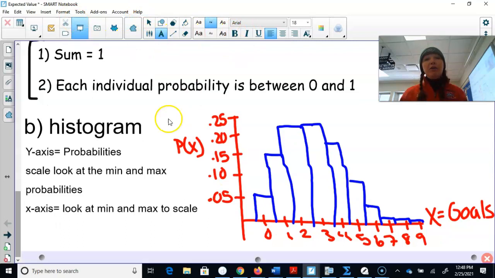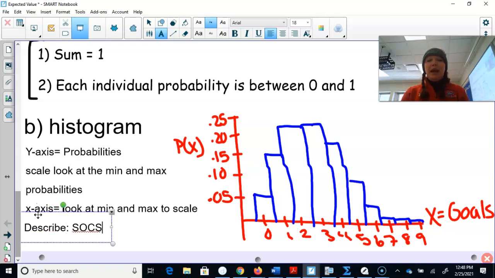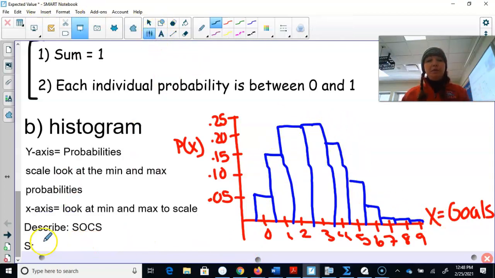Let's review then, how do we describe? When we describe, we want to use SOCS. The first S stands for shape. This one looks a touch skewed to the right. So just as a quick review, symmetric looks like this. Skewed right is where we have more of a tail on the right-hand side. Skewed left is where we have more of a tail on the left-hand side. Again, it's slightly skewed right.